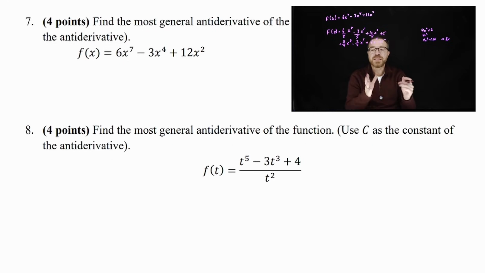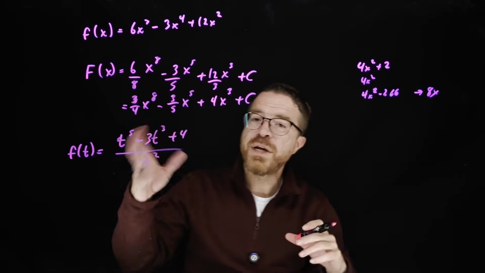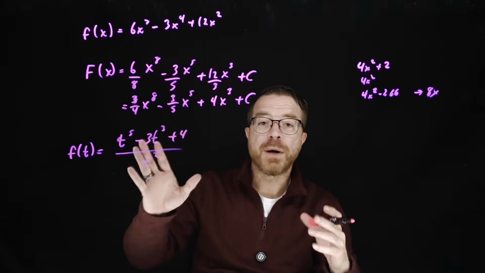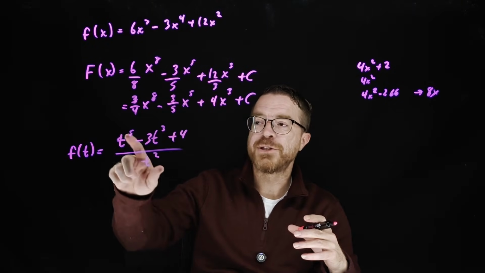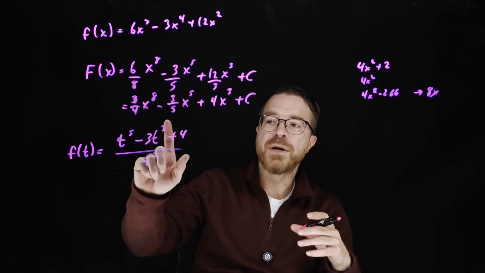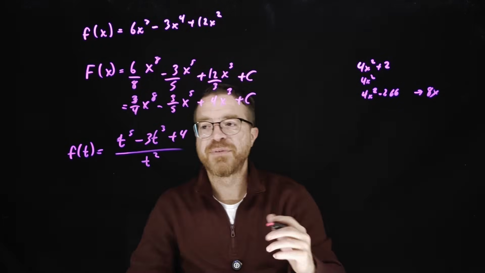For problem 8, we're doing the exact same thing. Now we have this function, f of t equals t to the 5th power minus 3t cubed plus 4 divided by t squared. We don't have a way to easily find the antiderivative for this in its current form. So what I'm going to do is split this into t to the 5th over t squared minus 3t cubed over t squared plus 4 over t squared, and then I'm going to do some simplification.